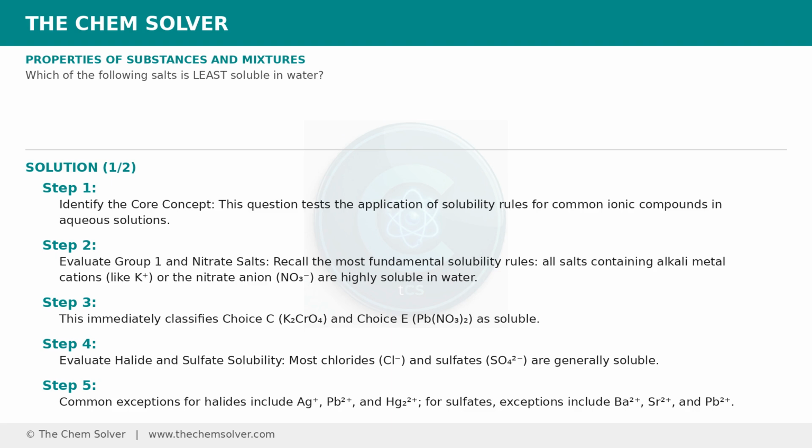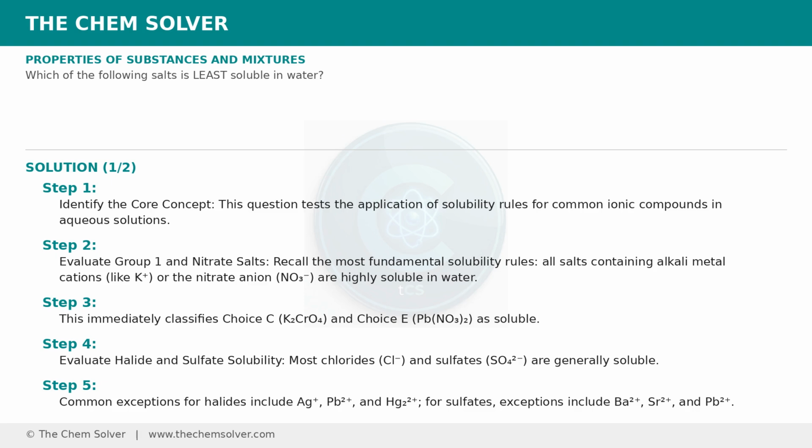All salts containing alkali metal cations, like K⁺, or the nitrate anion, NO₃⁻, are highly soluble in water. This immediately classifies choice C, K₂CrO₄, and choice E, Pb(NO₃)₂, as soluble.